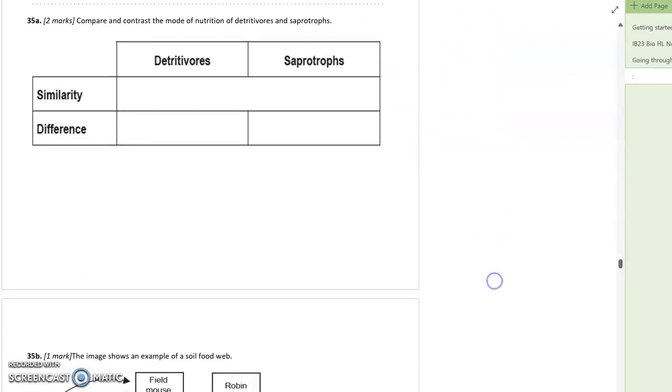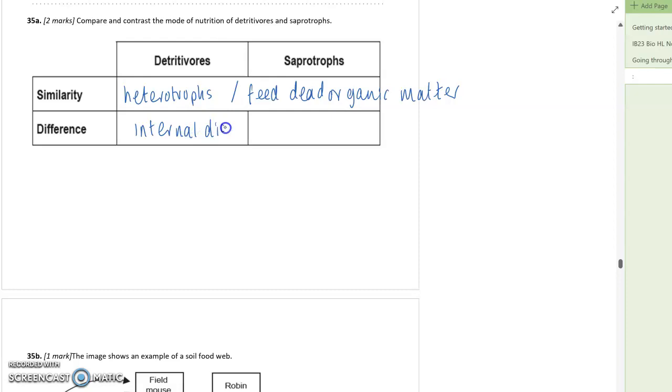Okay, so question 35, compare and contrast the modes of nutrition of the detritivores and saprotrophs. Nicely, they've provided you with the table here. So what are the similarities? Well, they're both heterotrophs, and they both feed on dead organic matter. Okay, so those are your similarities. You don't need to put both, you could just put one. Then what's the fundamental difference between the detritivores and saprotrophs? It's about their mode of digestion, isn't it? So the detritivores have internal digestion, and therefore the saprotrophs have external. Okay, so that's all you need to do for that one.